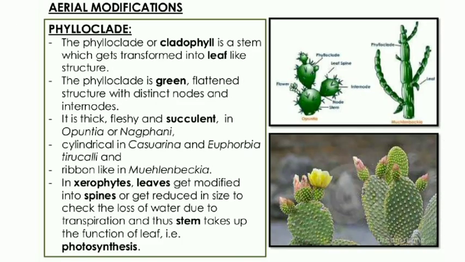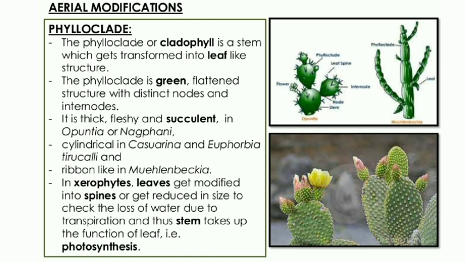Phylloclade or cladophyll. Actually, it is a stem, but it gets transformed into a leaf-like structure. Here, the phylloclade is a green, flattened structure with distinct nodes and internodes. You can see clearly in the diagram. The best example is Opuntia, that is what we call cactus, the best example for the phylloclade.